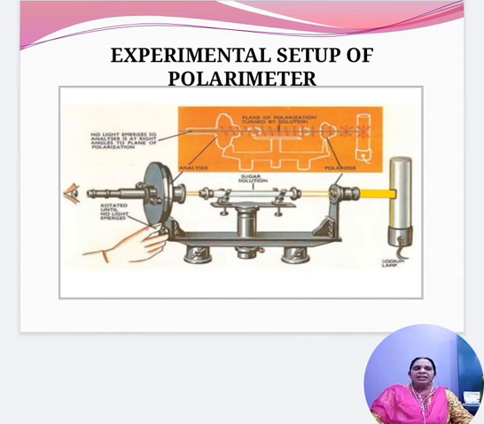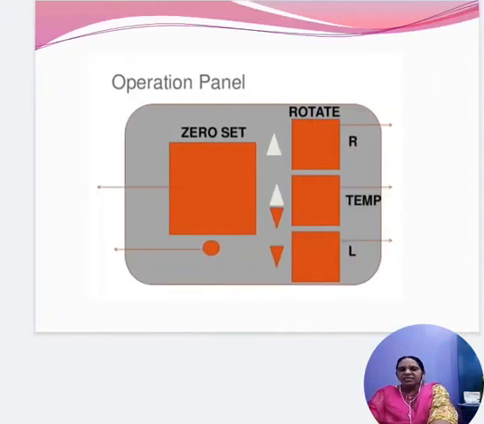By rotating the analyzer, you can rotate it such that no light emerges, and you can observe the polarized radiation by what angle it is rotated. You can observe through the eyepiece present on the side. So this is the experimental setup of the polarimeter.